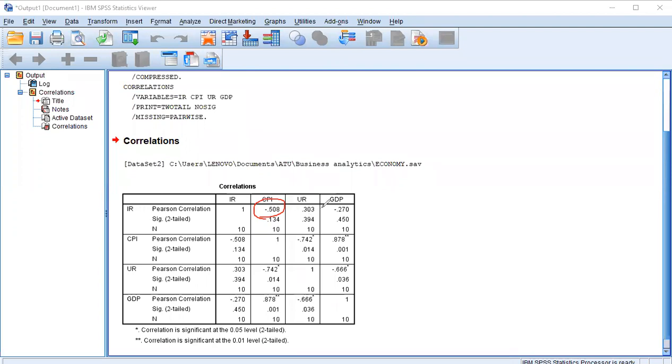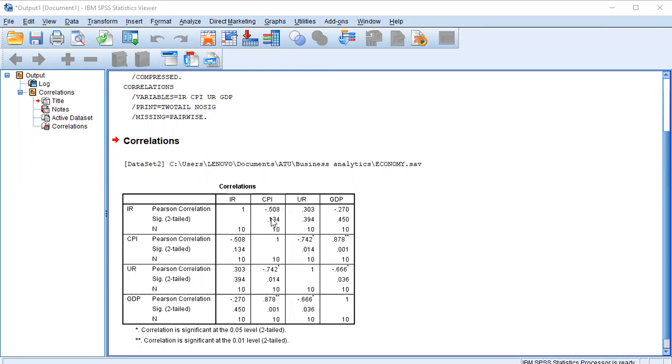The same with IR, which is interest rate, with unemployment rates. We are getting a positive value for that. And then interest rate and GDP, we are getting a negative value for that. Good. And like we said, the next important thing to look out for is the significance. It is necessary for you to check the significance of the correlation coefficient that is estimated. So that is checked with the p-value here.